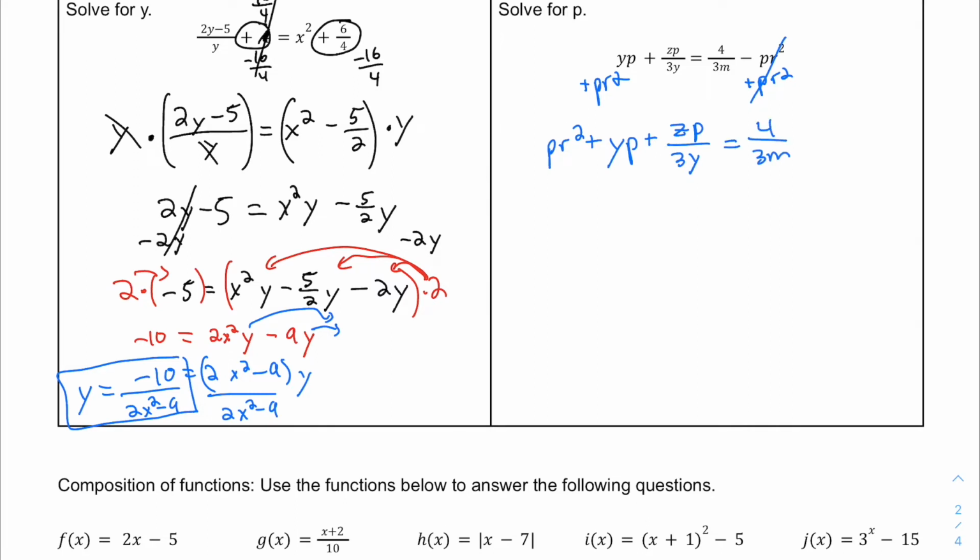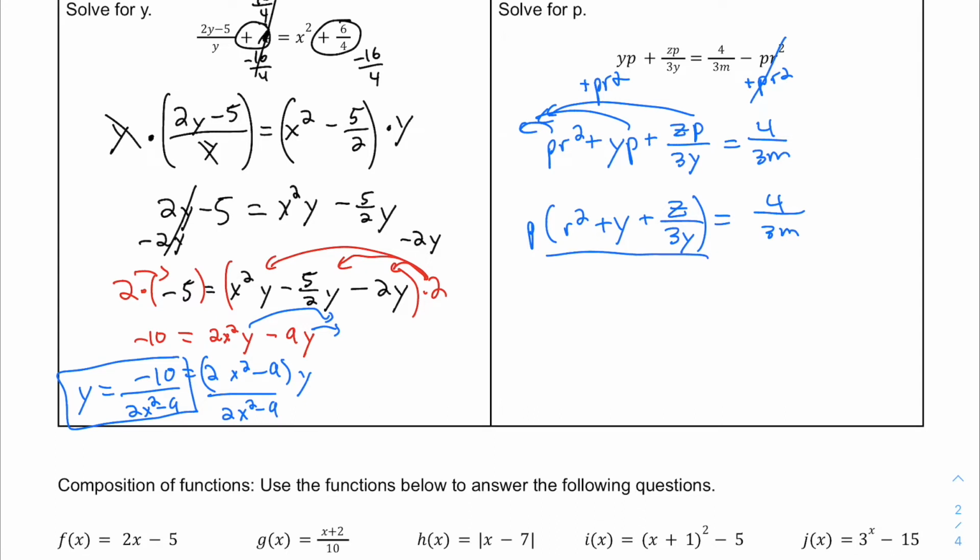So I'm going to show you what happens if we don't clear our denominators. So say we just go ahead and factor out p, which is completely fine. We get p times r squared plus y plus z over 3y equals 4 over 3m. If p times something is 4 over 3m, when we divide by that exact thing, we should have an isolated expression for p.